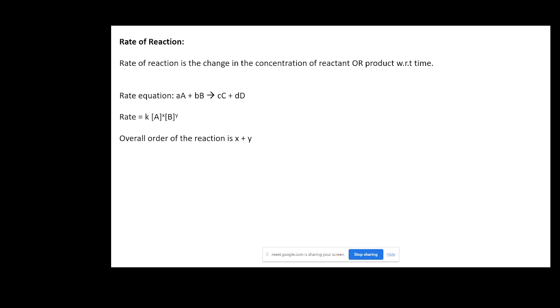Now next comes the reaction. The rate of reaction, say for example, if you have A plus B gives products, is either the decrease in the concentration of either of the reactants, or the increase in the concentration of any of the products. So for example, if the reaction occurring is a moles of A reacts with b moles of B to give c moles of C plus d moles of D.